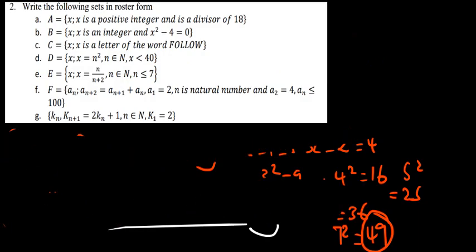Let's go to E. On E here, we have set E, a set of all x's such that x is equal to n over n plus 2, where n is a member of natural numbers and n is less than or equal to 7. So the values of n that we are going to take here will just be 1, 2, 3, 4, 5, 6, and 7.